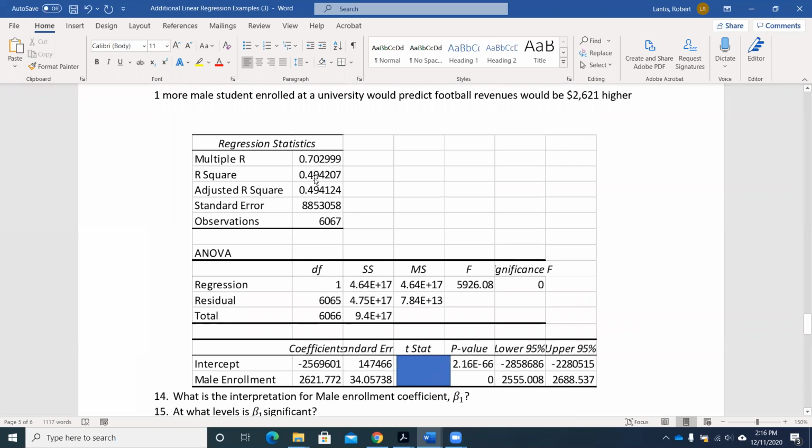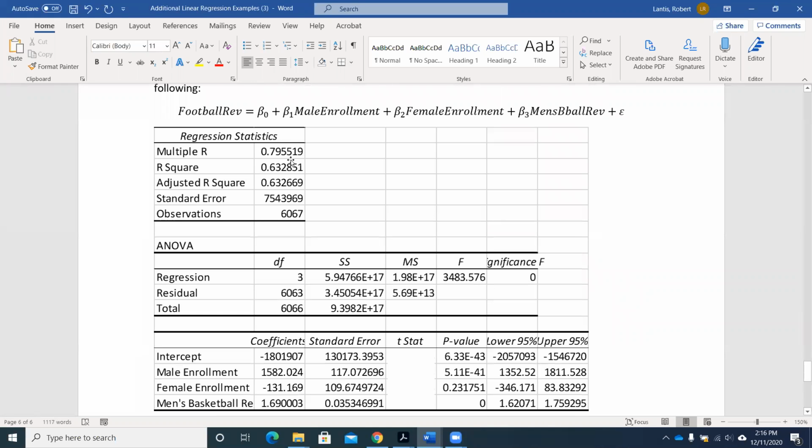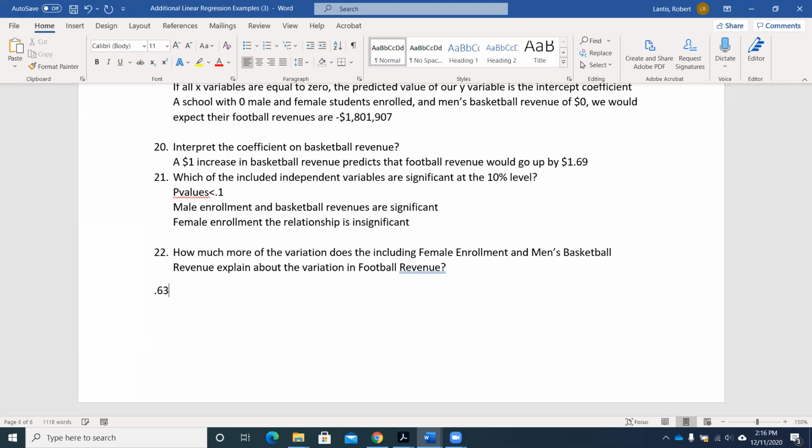Well, when I only included male enrollment, the R squared was 0.49, so I was explaining 49% of the variation. Now my R squared, after I've included these additional controls, I'm explaining 63% of the variation. So how much more am I explaining? Well, you would just take the new R squared and subtract the old R squared. So 0.14 or 14, we're explaining 14% more of the proportion of the variation, or 14% more of the variation.